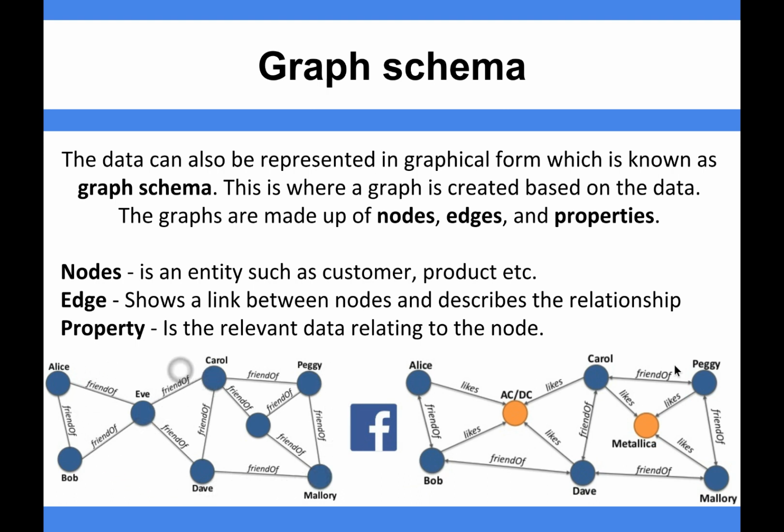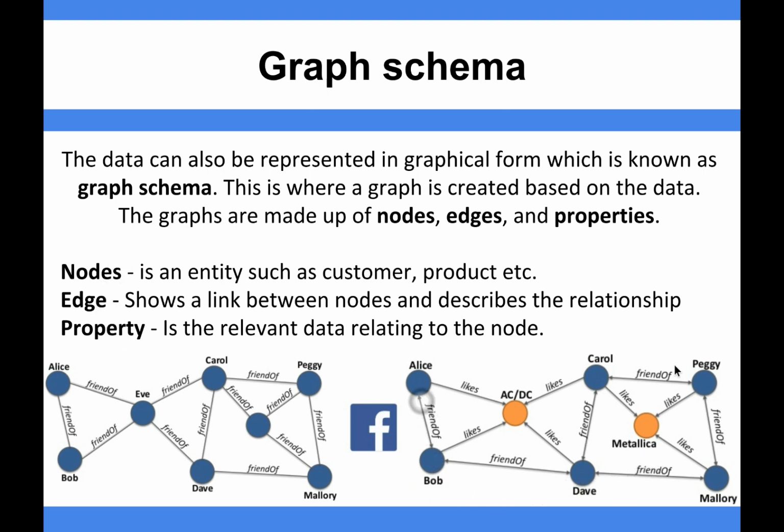Okay, so we understand edges and nodes. Properties are properties of nodes. So nodes can also have additional properties, which add to the graph schema. So I don't know, you could have Peggy being a girl or a boy. Obviously, Peggy's a girl, but you get the idea. So they're the three things that you might hear reference to: properties, edges, and nodes.